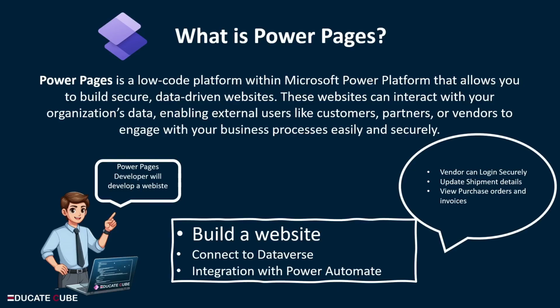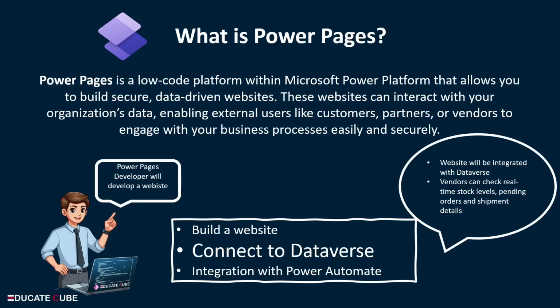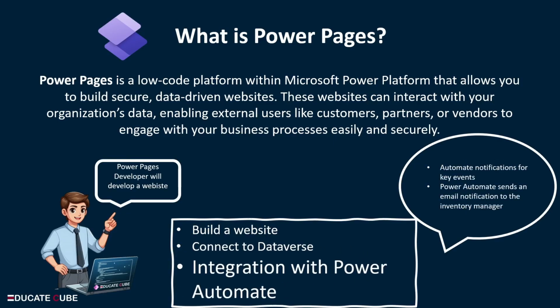Power Pages developer will also connect to Dataverse. The website will be integrated with Dataverse, where inventory data is stored. Vendors can see real-time stock levels, pending orders, and shipment details pulled from the Dataverse. Power Pages developer will integrate with Power Automate as well, which helps automate notifications for key events. For example, when a vendor updates the delivery date on the portal, Power Automate sends an email notification to the inventory manager.